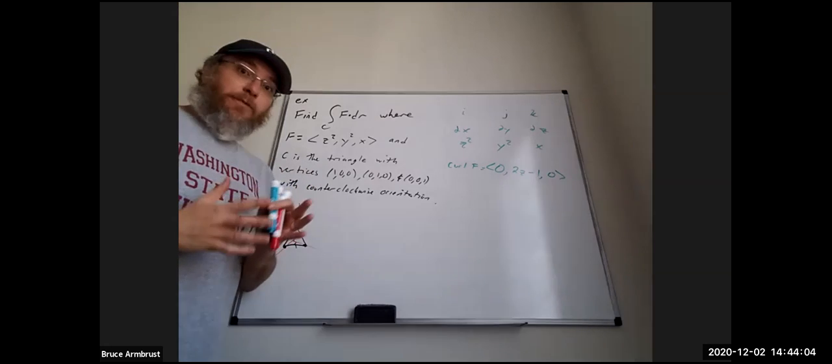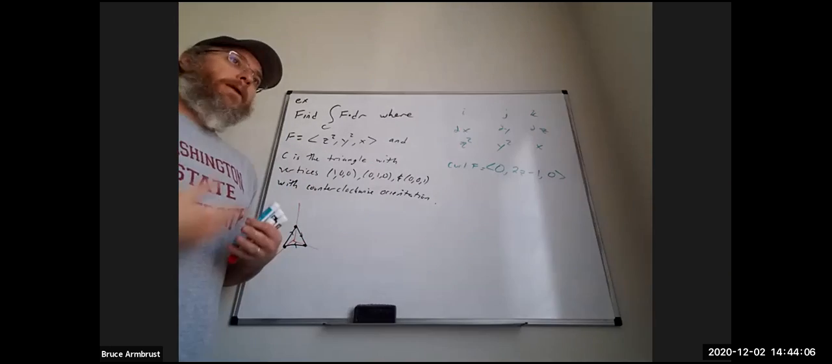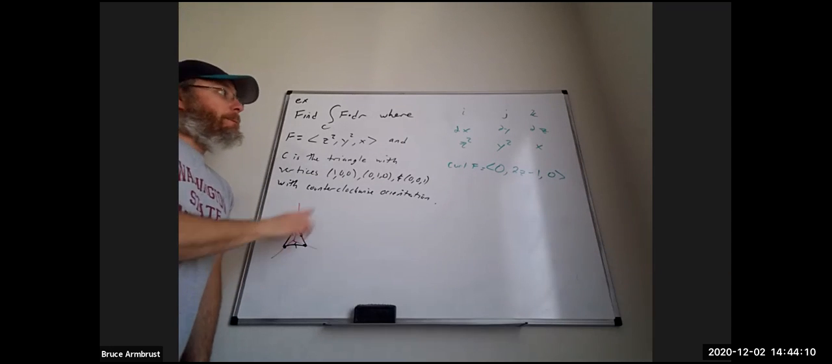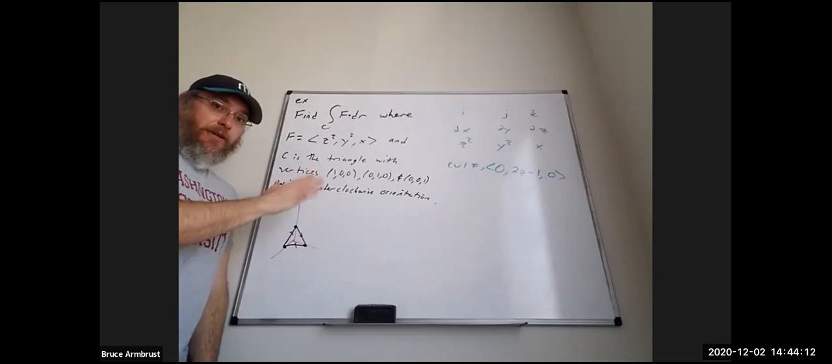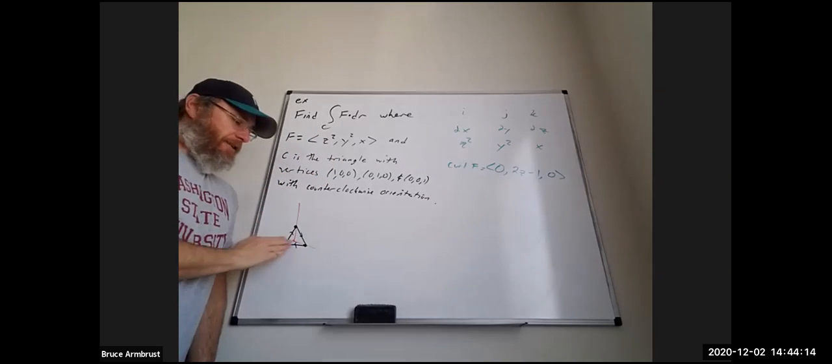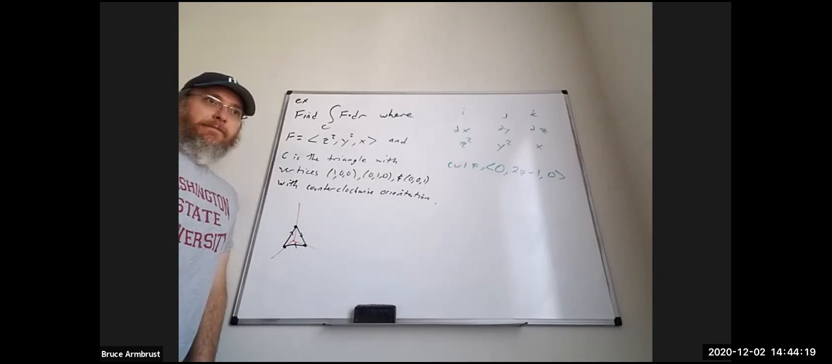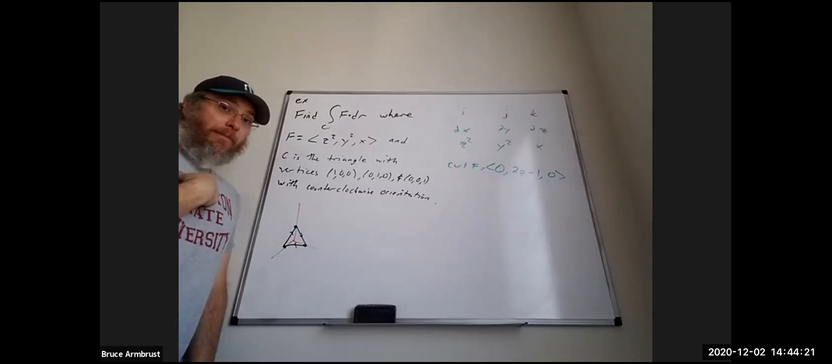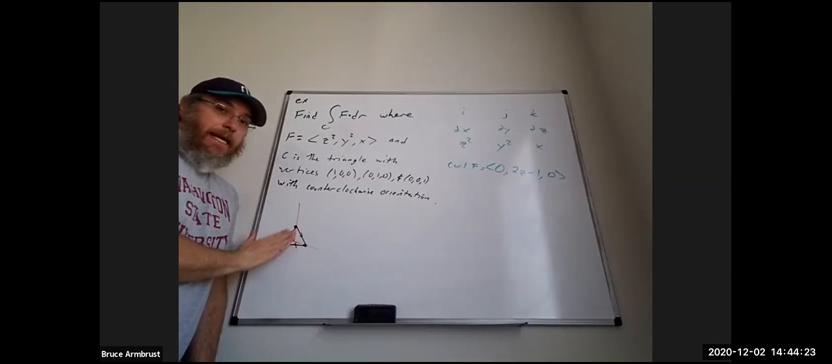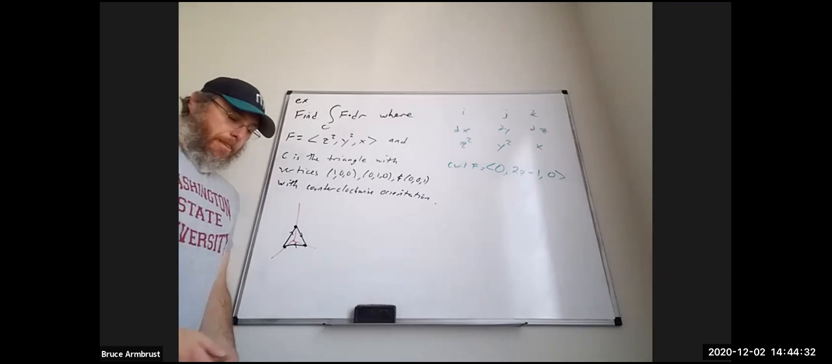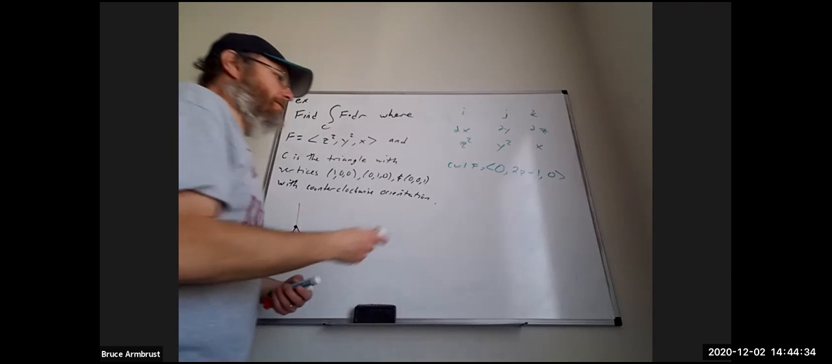Okay, so the curl vector is pretty easy. But now we need to do the surface integral. If we're using Stokes theorem, we can use any surface that's got this triangle as a boundary. So I'm going to pick the plane that holds that triangle. Okay, so this is going to be my surface.